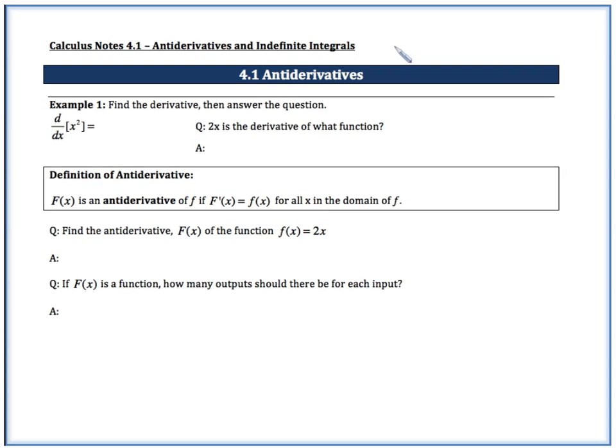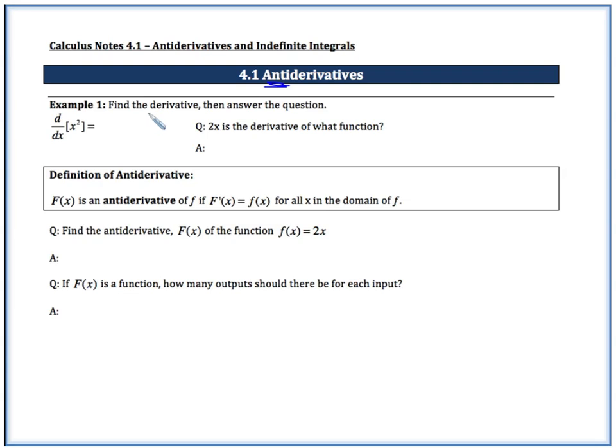Hello everyone and welcome to our calculus notes for section 4.1. Today we're talking about antiderivatives and indefinite integrals. So this is the start of the second major portion of calculus, and we're talking about integrals here. And so we're just going to start off with the concept of an antiderivative.